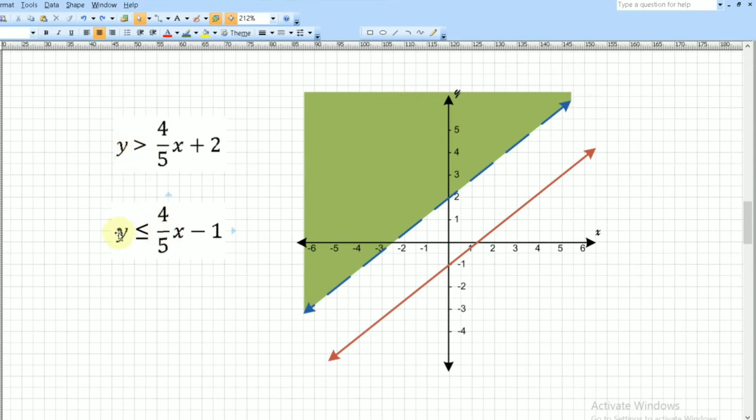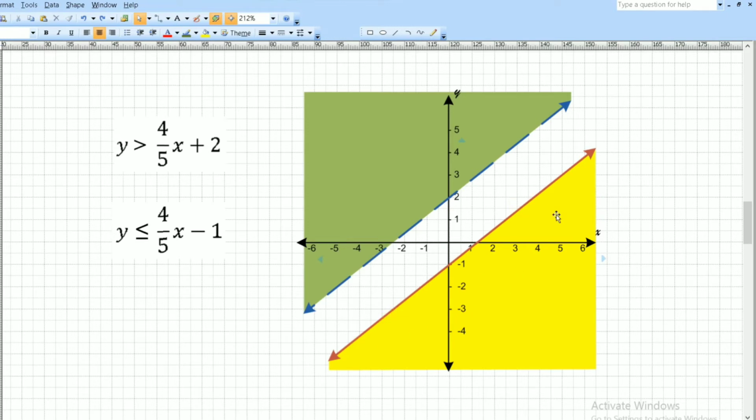So how about the solution of the second inequality? Since it is less than or equal to, the straight line is still a solid line, since it is also part of the solution. But the area being shaded is less than, which means the area below the straight line. So let's shade it. So this is the yellow one.